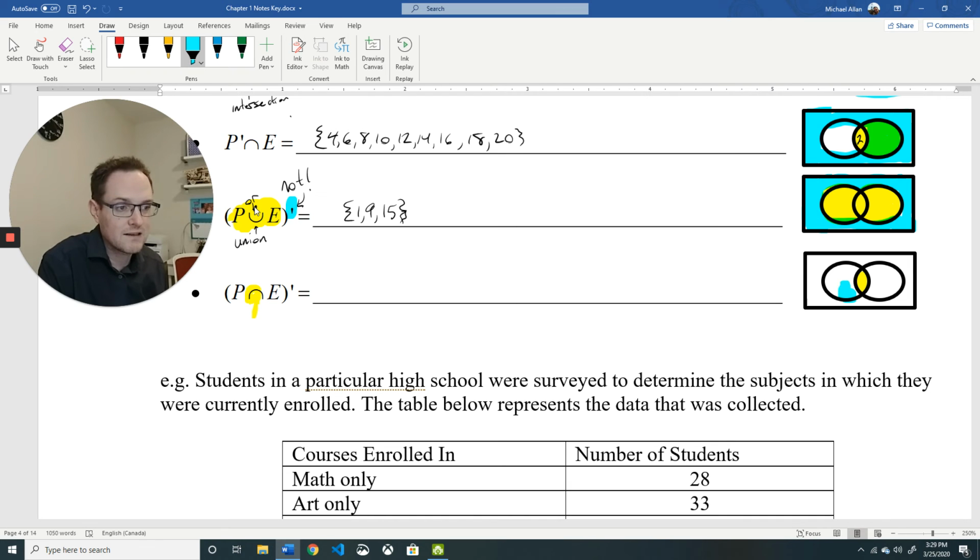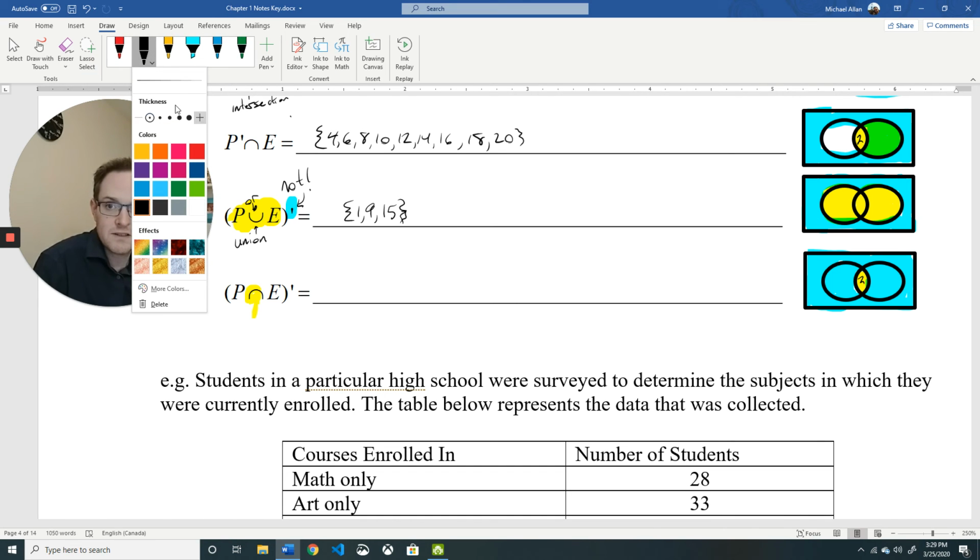So not that is everything that is around that here and all the way up to the universal set, all the way up to the edges here. So that's everything that's not prime and even at the same time. You notice that the only number that's in between the two here, in that yellow spot, is 2. Everything else, all the numbers from 1 to 20 that's not including 2, is in our set.